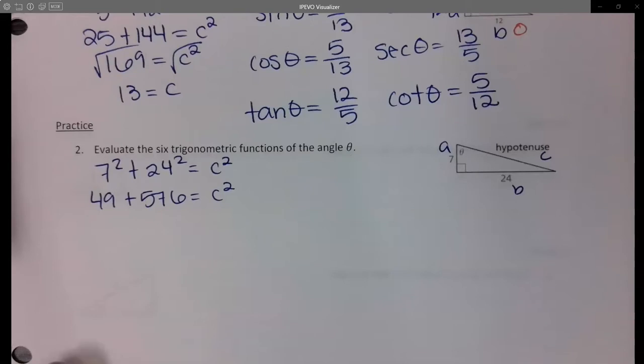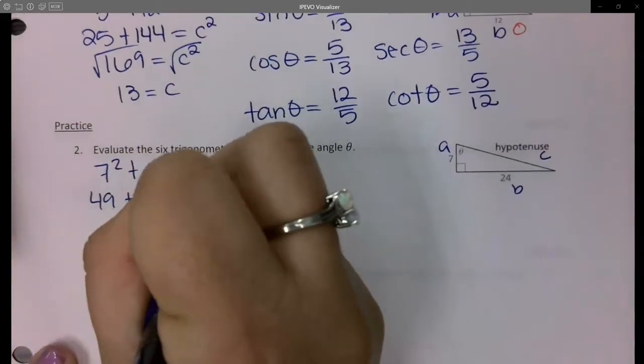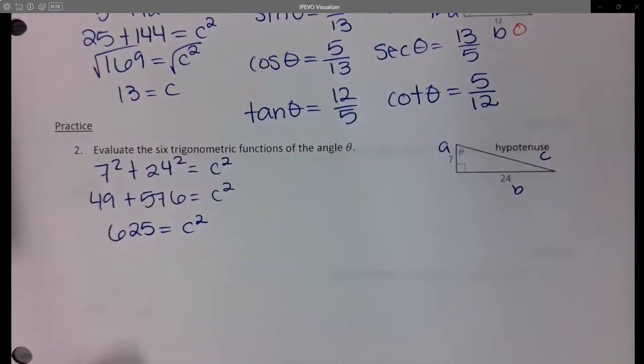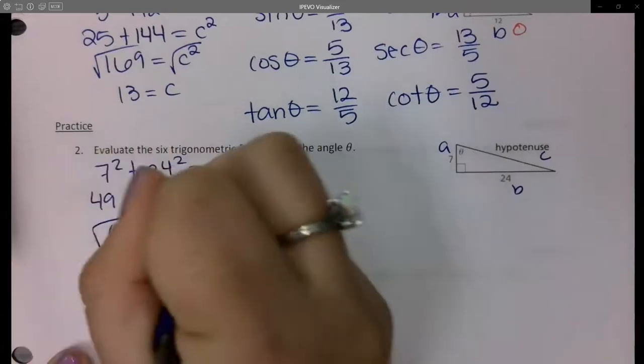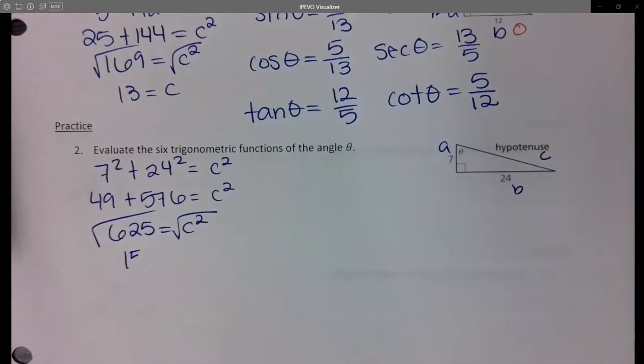Then I add 49 and 576 to get 625. I take the square root of both sides, which gets me 25.